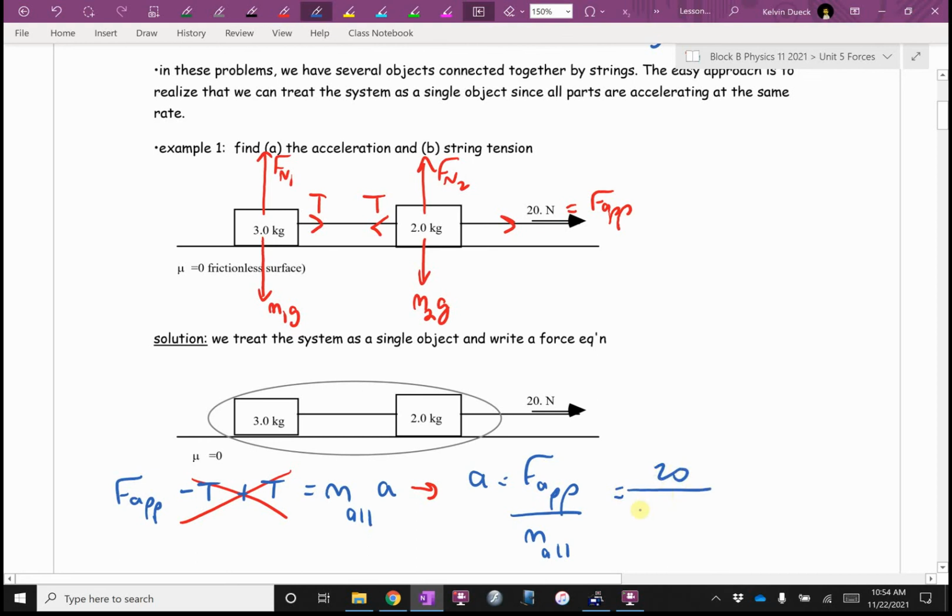And M all, that's going to be 3 plus 2. I'll bet, Victor, you might even be able to do that in your head. It's 20 divided by 5. Can you get that answer in your head so that the YouTube people think you're oh so clever? Very nice. I'll even go to 2 sig figs, 4.0 meters per second squared.